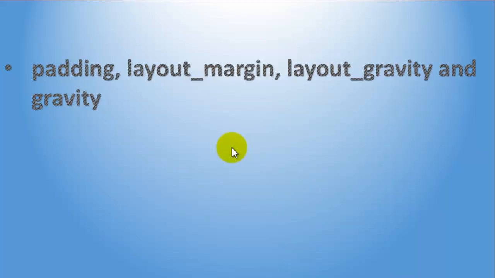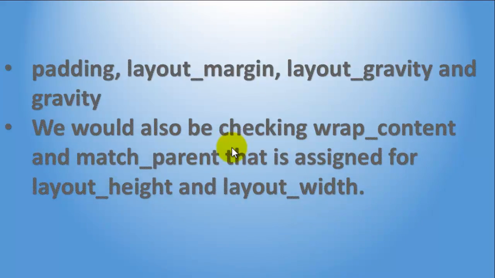This gravity is used to align the controls to some gravity, either gravity left, gravity right or center, and we do have more choices in gravity also. Along with this, we are going to check what is meant by wrap content and match parent, which are assigned for layout underscore height and layout underscore width. Okay, so now let's start the practical.